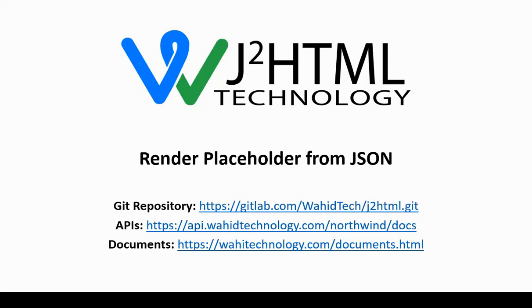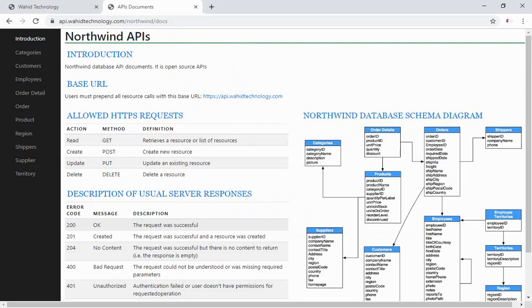In addition, we have developed some APIs with the name Northwind APIs. These APIs are developed in order to test our J2HTML library. These APIs are freely available and accessible for all.